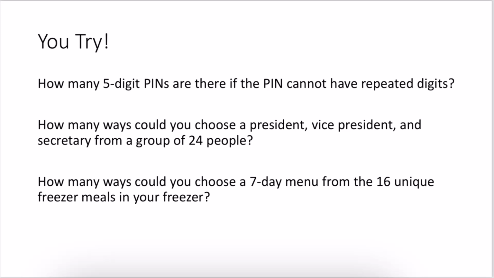So with that information, why don't you guys try these 3 problems on your own? Pause this video and then restart it once you finish them to see how I would solve these.